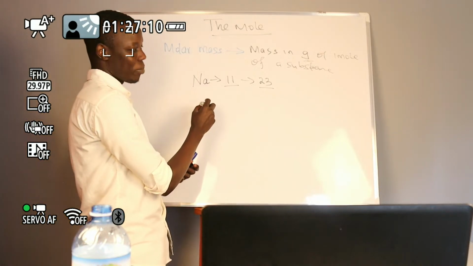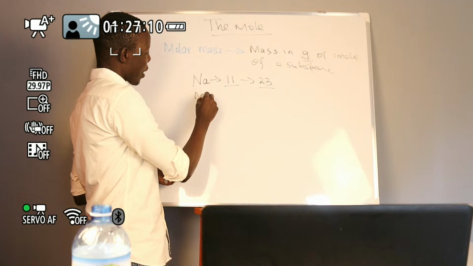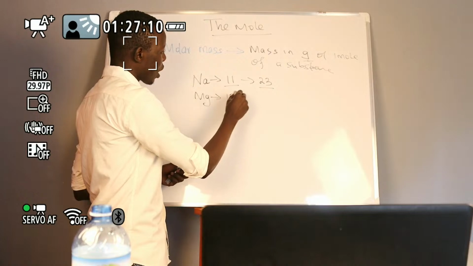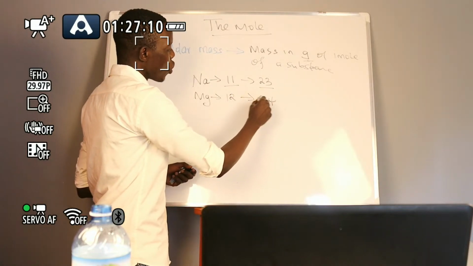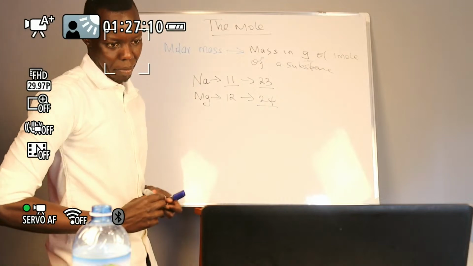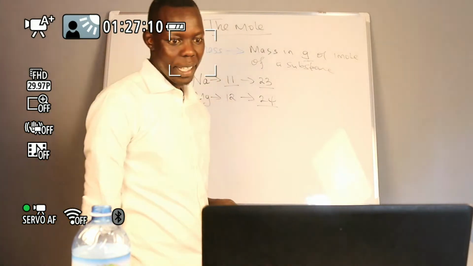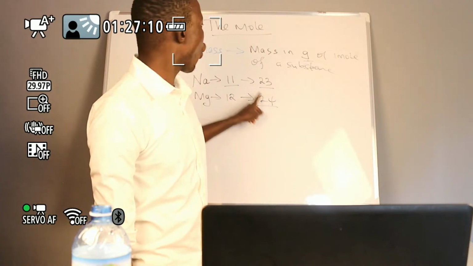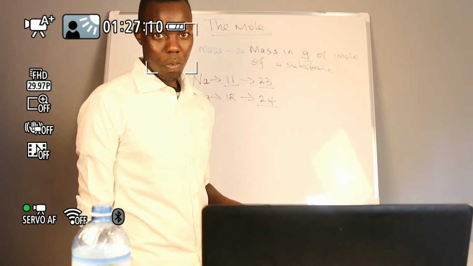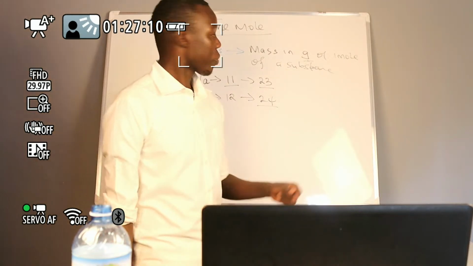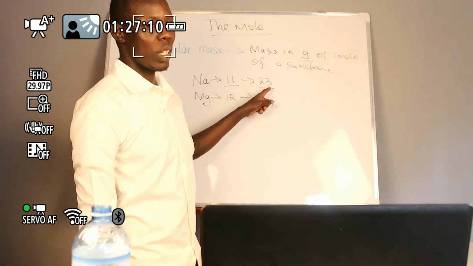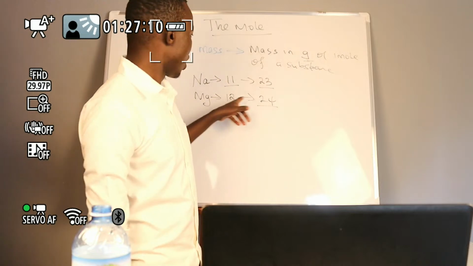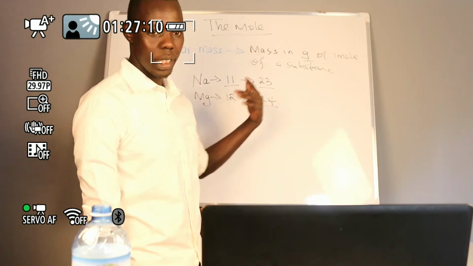Wacha nitumie magnesium. Magnesium atomic number 12. Mass number 24. So, in most cases, if you want to get the mass number, it is either times 2 of the atomic number or times 2 plus 1 of the atomic number. You see, sodium mass number is 23, atomic number is 11. So it means 11 times 2 plus 1. For magnesium, it is 12 times 2 is 24.